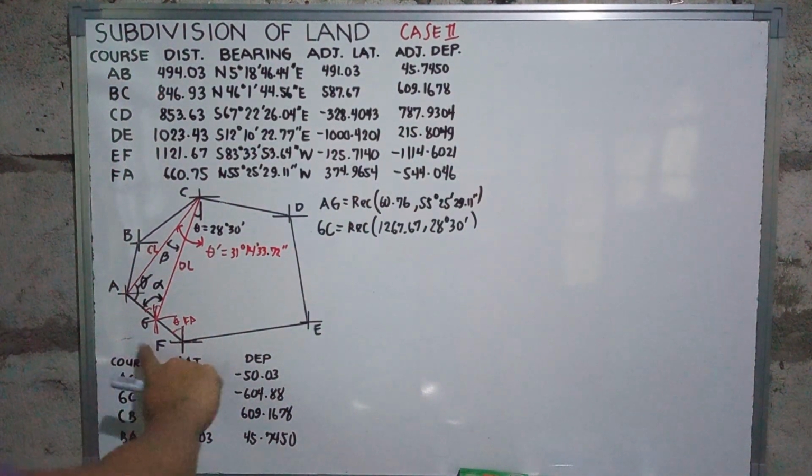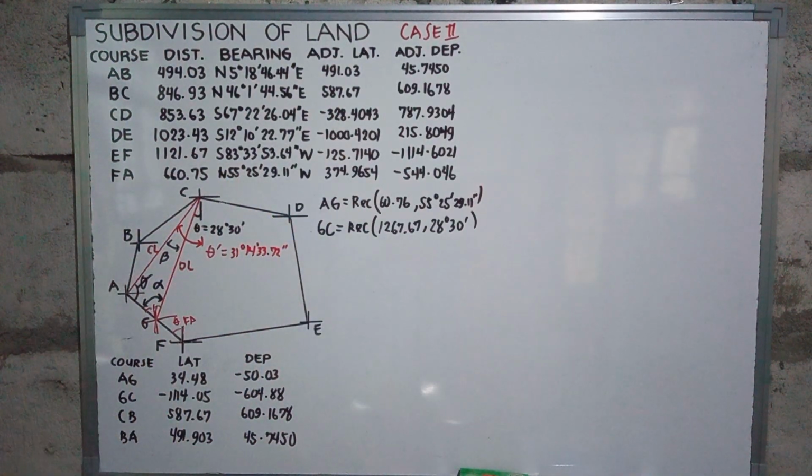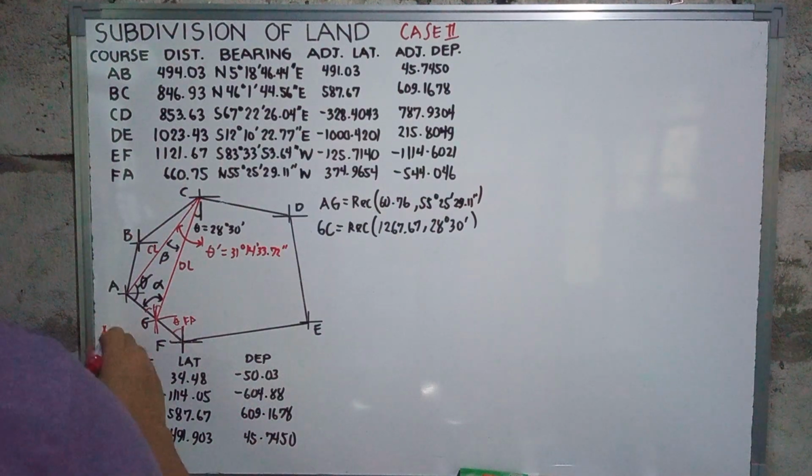So, kung mapapansin niyo, yung lote natin is tatakbo siya from G to A, A to G, di ba? G to C, C to B, tsaka B to A. So, that will be our area west. Ito yung mga course natin na kabilang sa area west. So, hanapin muna natin dito is the area west. So, lagay lang natin area west.